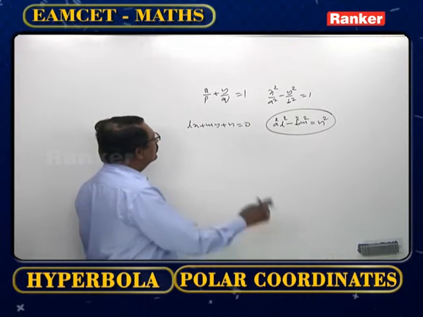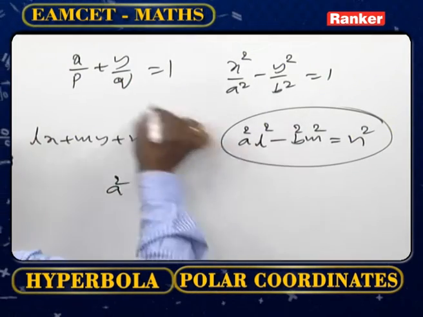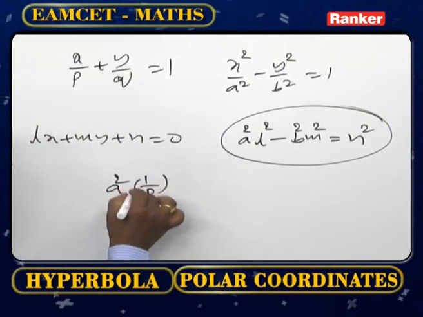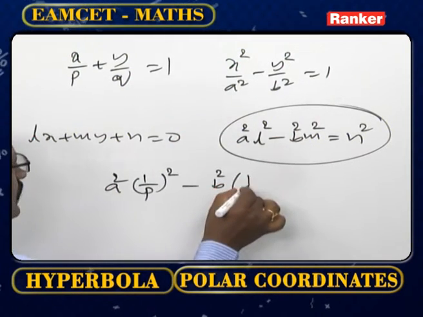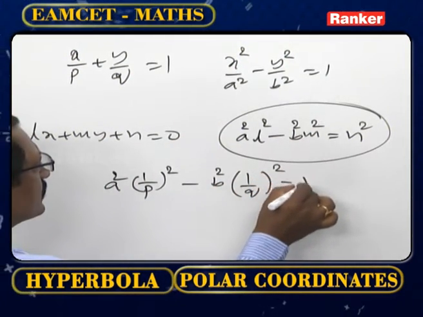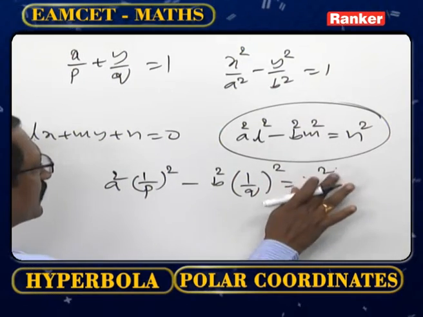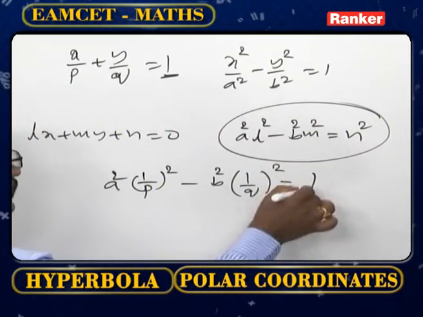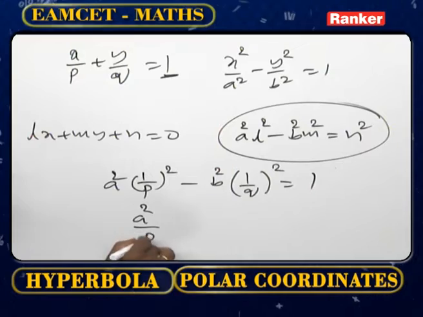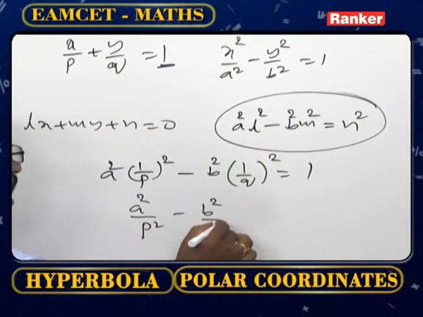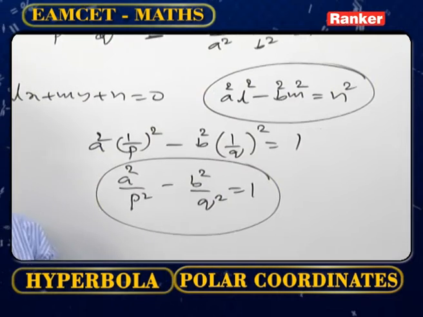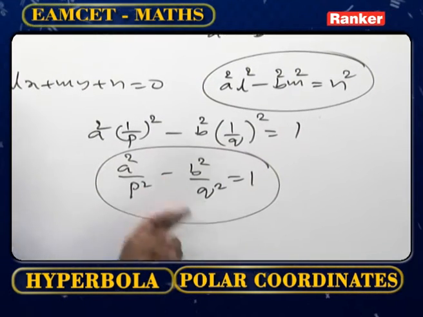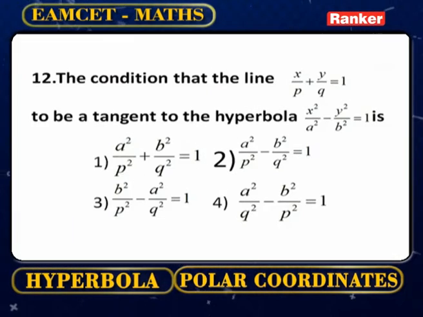Now a² times l² becomes a² times (1/p)², minus b² times m², which is (1/q)², equals n², which is nothing but 1. So a²/p² − b²/q² = 1. The required condition is a²/p² − b²/q² = 1. The second option is the correct one.